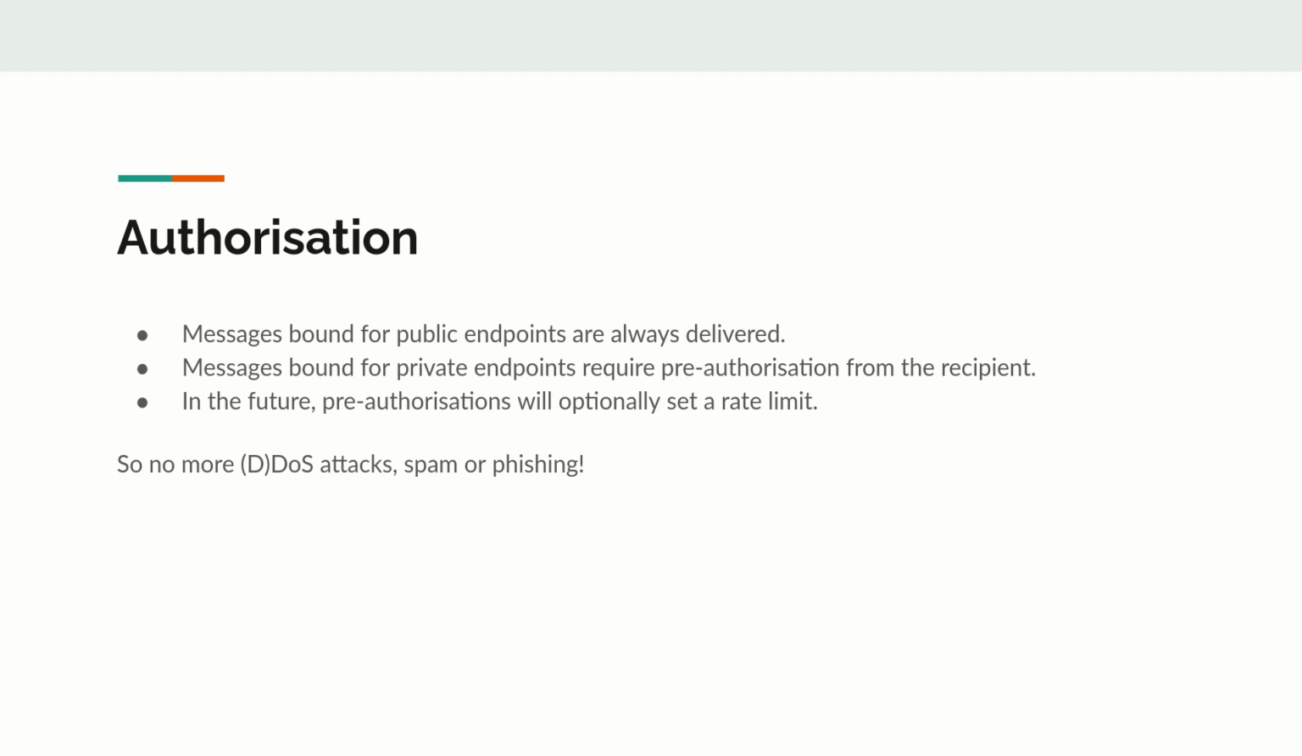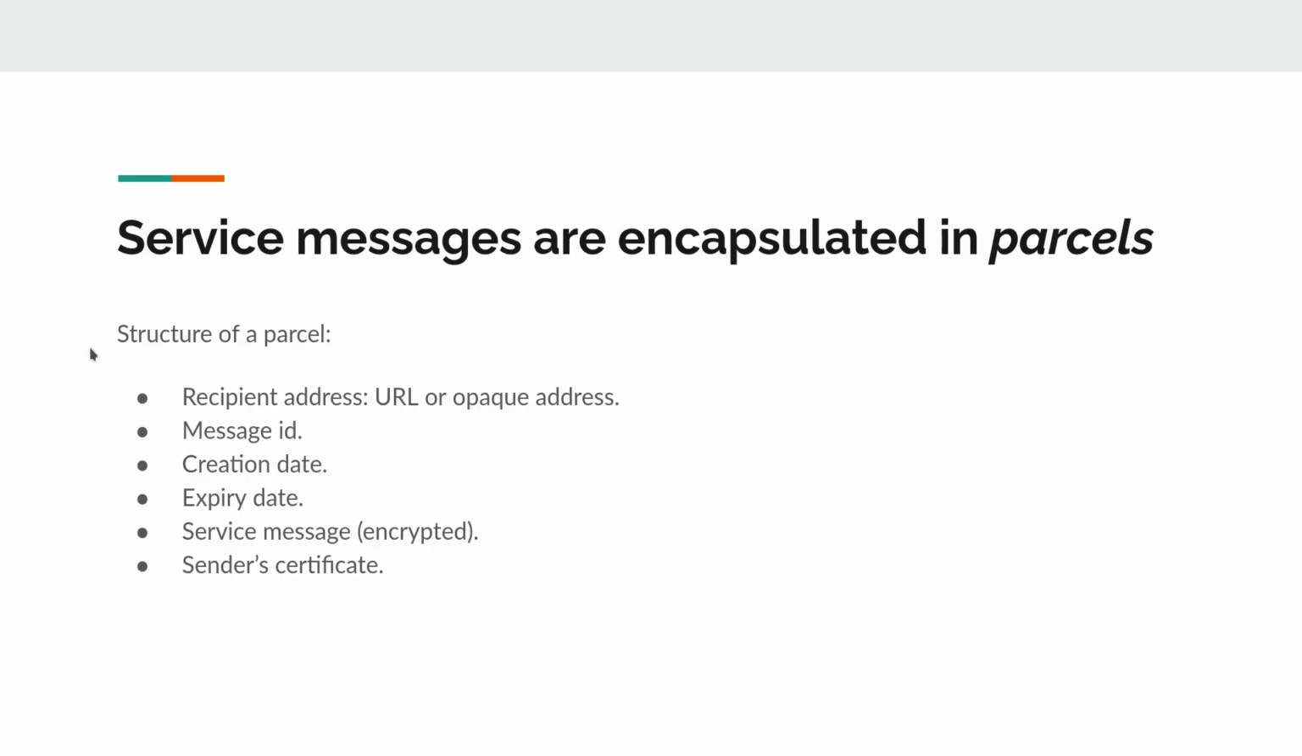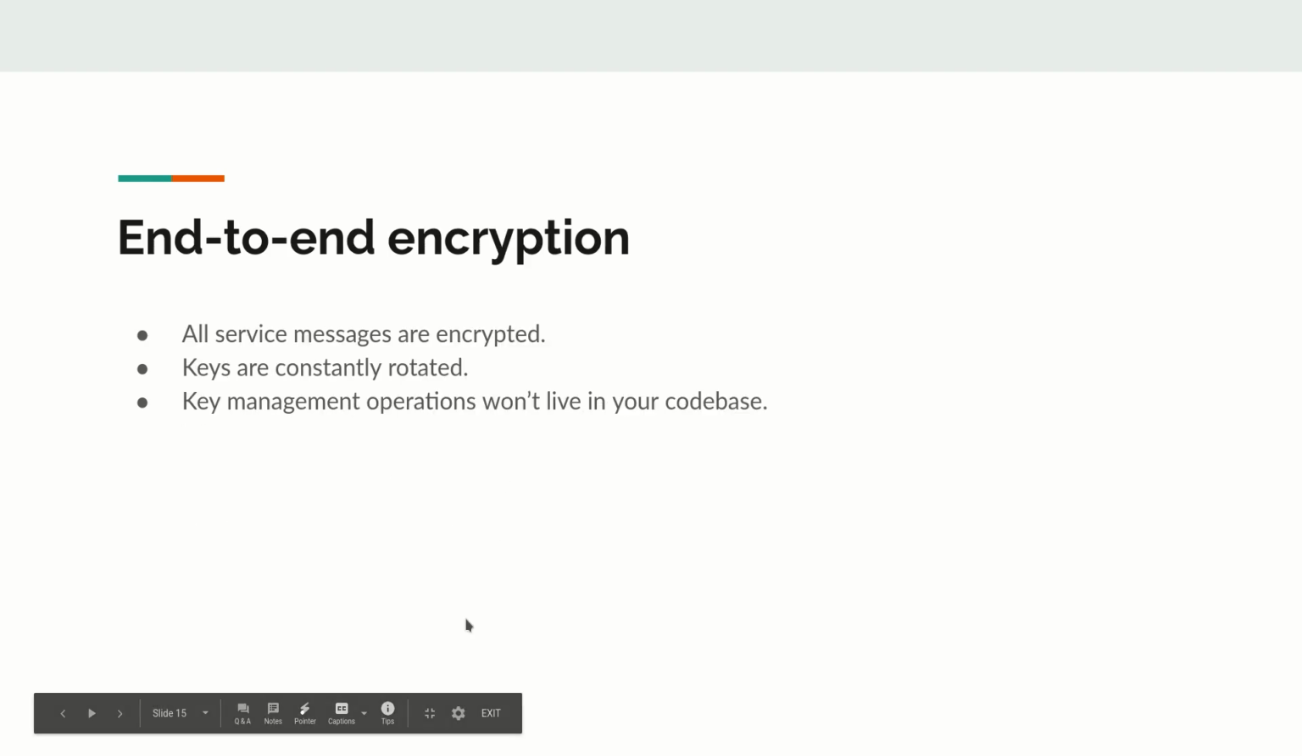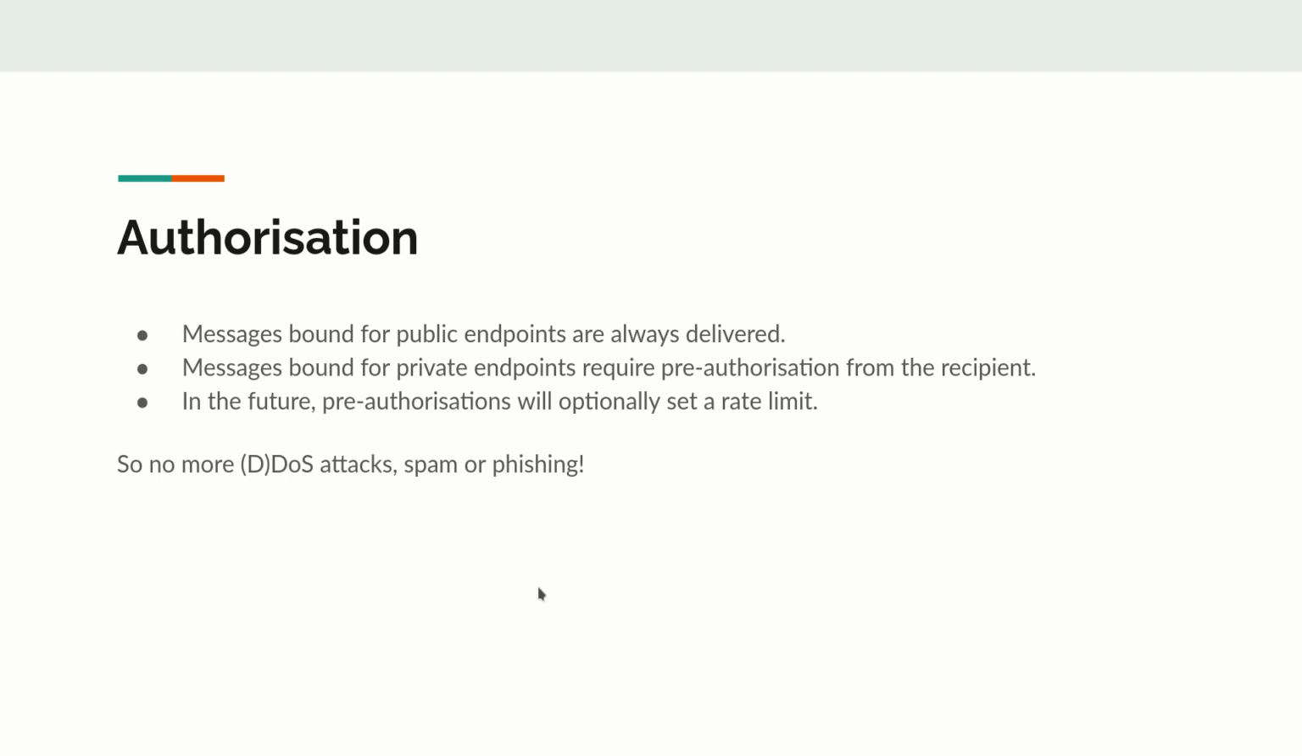That means that the recipient must have pre-authorized the sender to actually send them messages. So when we saw the structure of a parcel, that sender's certificate will have to be issued by the recipient in the case that the recipient address were a private address. If that's not the case, then the first gateway that finds it will drop it.